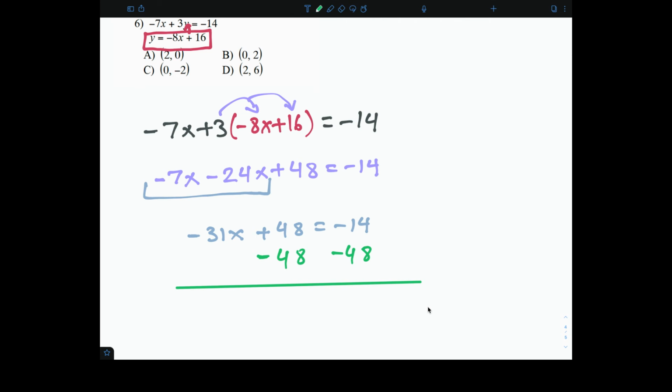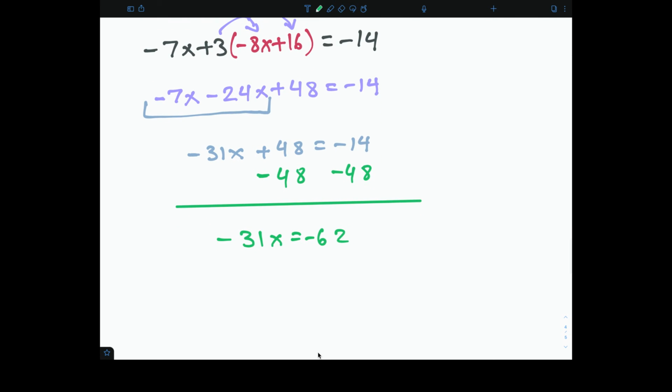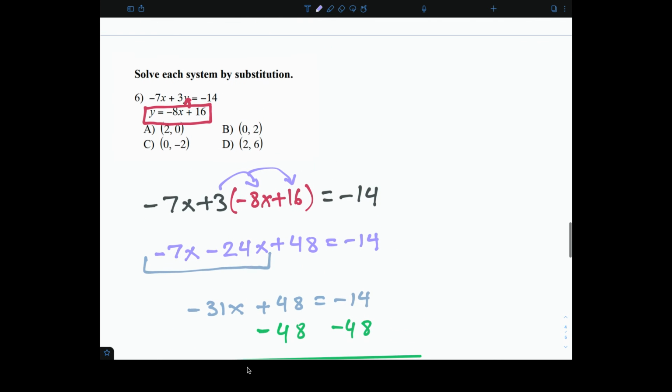And then we would get -31x equals -62. This is nice because our answer choices are nice. We divide through by -31, and x is 2. So this tells me that if x is 2, the answer has to be either A or D.